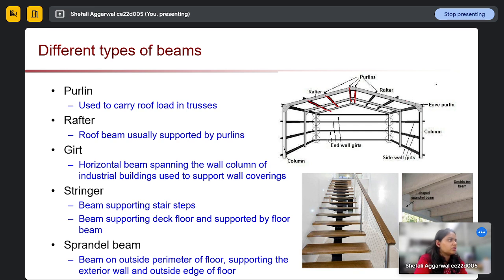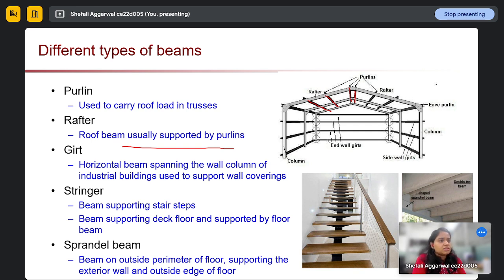This is our truss system. In our truss system, to carry roof load, we are providing purlins. Next is the rafter. These purlins are usually supporting the rafters. Above these purlins, we provide our rafters, which give us the shape of our truss. So these roof beams, usually supported by purlins, are called rafters.